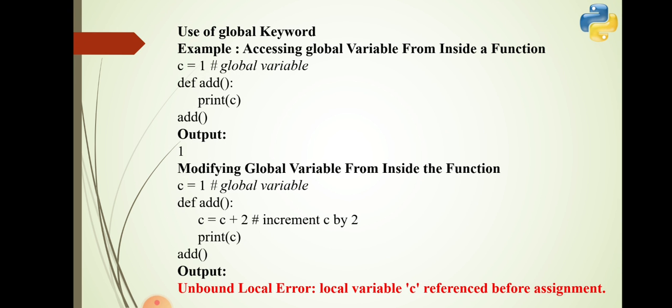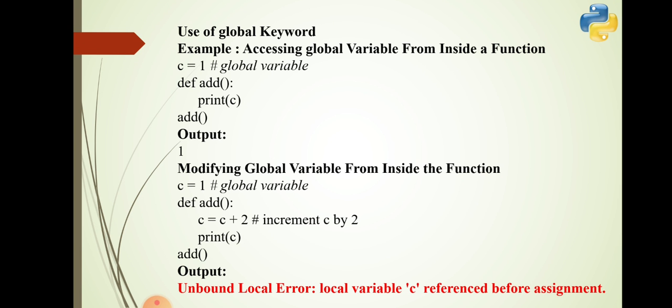So now I am calling the function add. The control travels to the add function, and the statement will be executed. What statement is executed? Print is the statement that is going to be executed, and what value is it going to receive? C. Okay, so the output is 1.